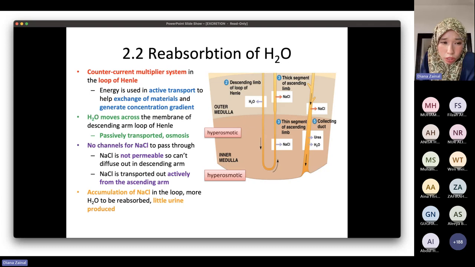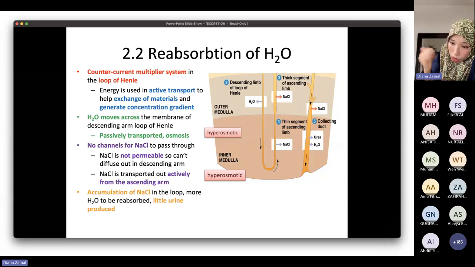So, water is going to move across the membrane, passively transport through osmosis. Osmosis memanglah passive transport, kan? But there will be no channel for the sodium chloride to pass through. Dekat sini pula, if you wonder, there's no any sodium chloride to pass through over here. Kenapa sini je dibenarkan? Because there's no channel for them to pass through. They don't have the protein channel, the sodium chloride channel to allow them to pass through. Okay, it's not permeable, so it cannot diffuse out in the descending arm. It's transported out actively at the ascending arm. Accumulation of sodium chloride in the loop, more water to be reabsorbed, little urine is produced.